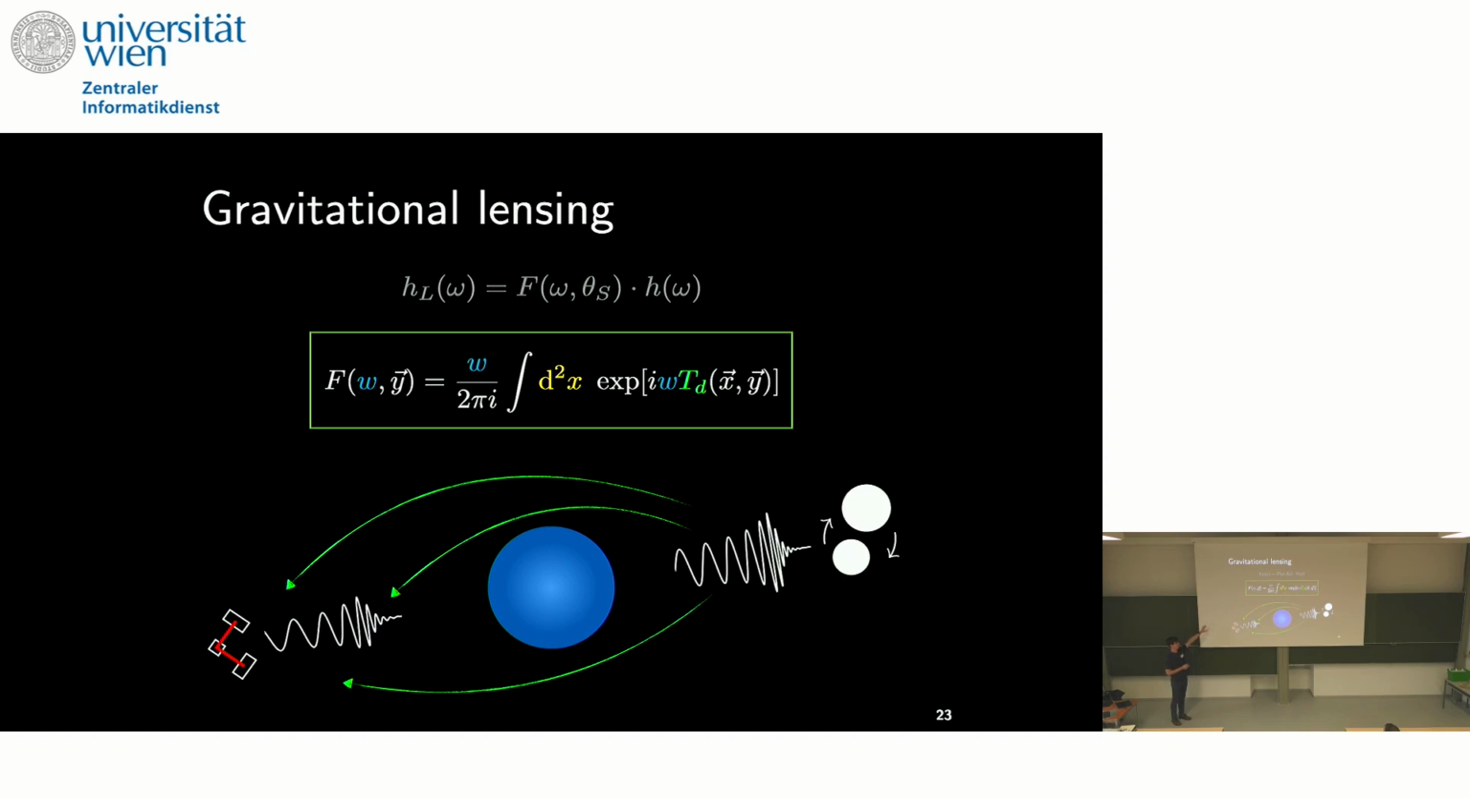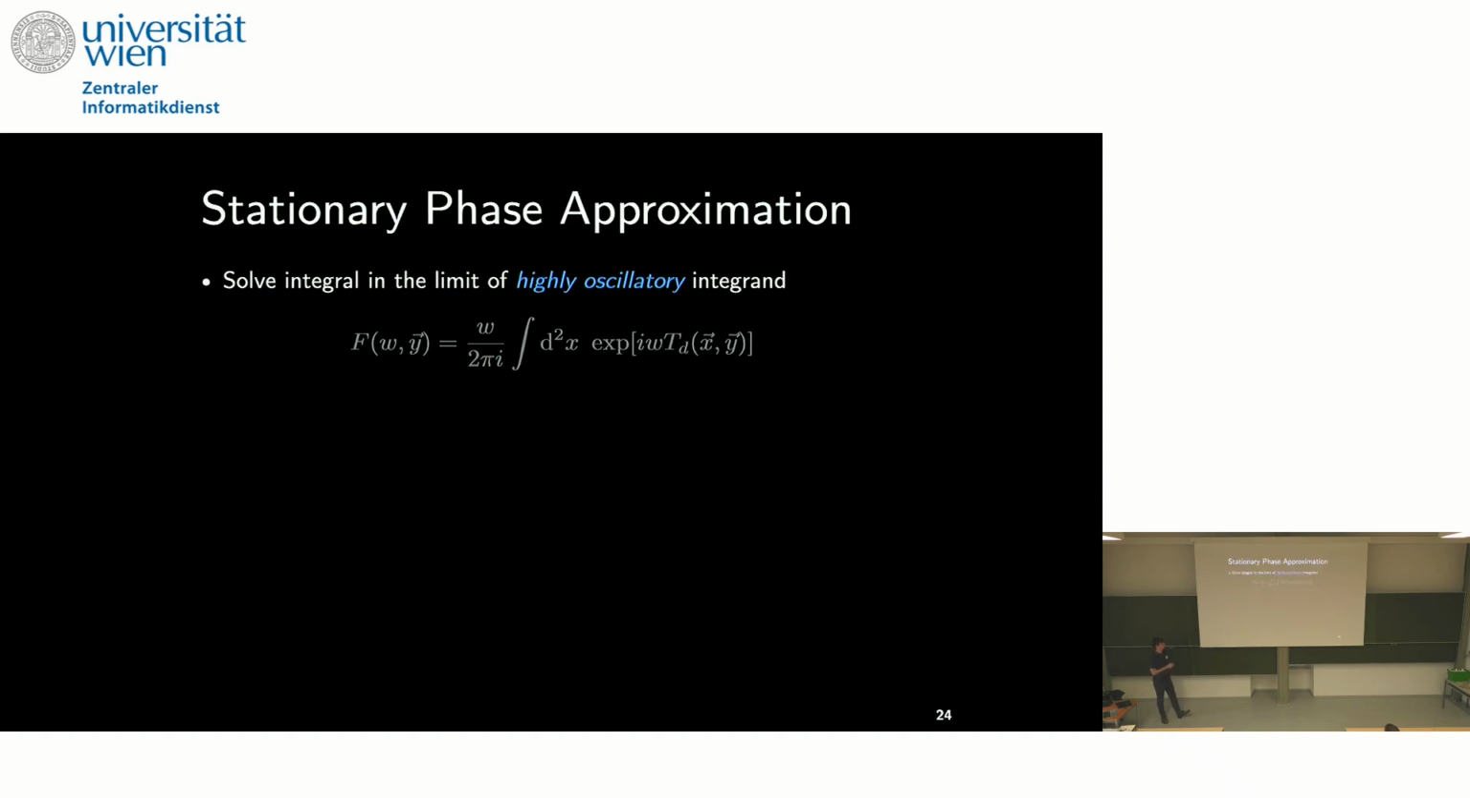And so in general, this means that you would need to follow all the possible paths. That's not always the case, because for many cases, your integrand is going to be highly oscillatory. So you can think, for example, if you have a high frequency, as you always have with electromagnetic radiation, the exponent is going to be very large, and then the exponential is going to oscillate a lot.